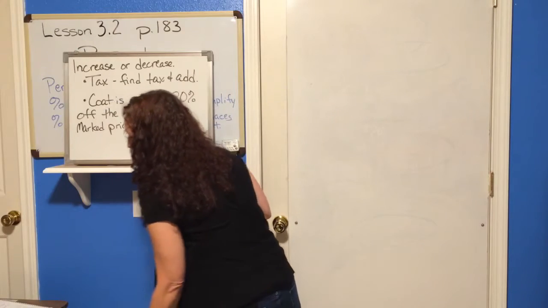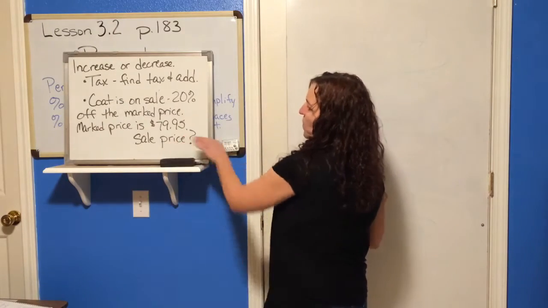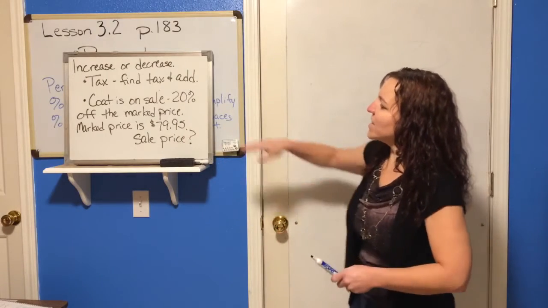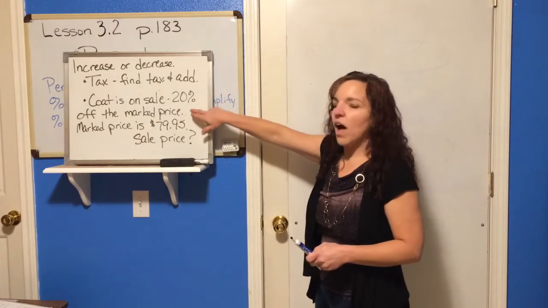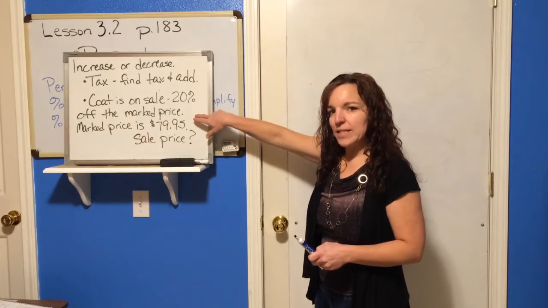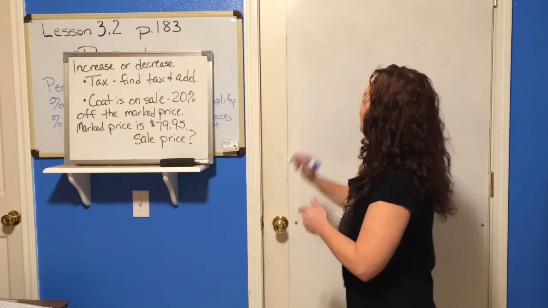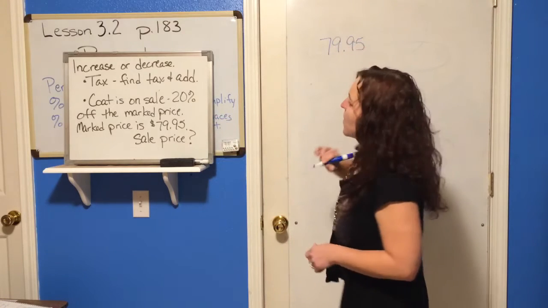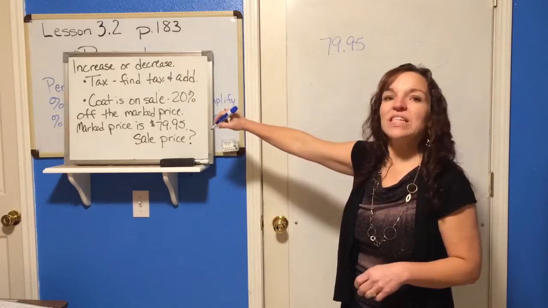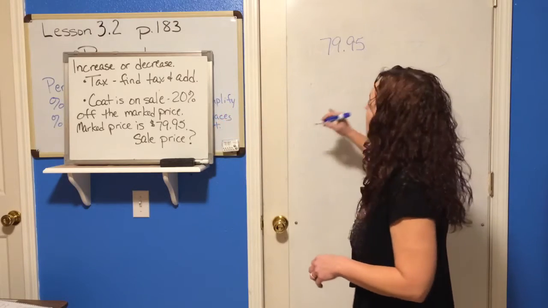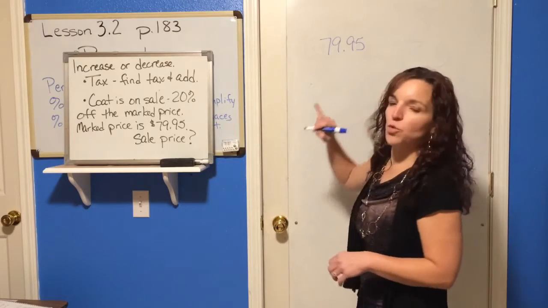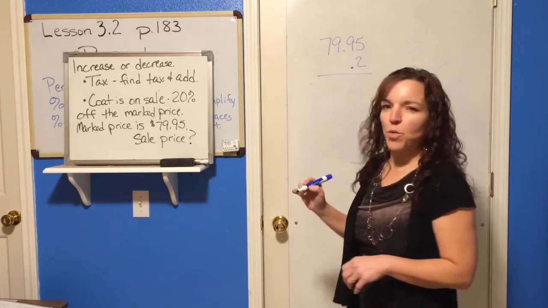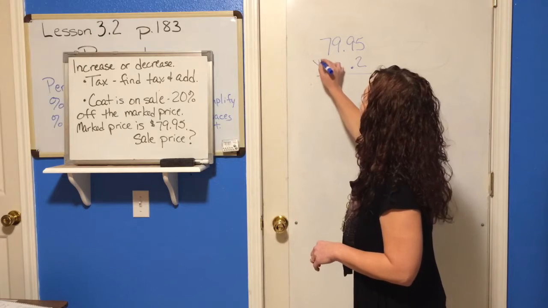I want to know, well, what's the sale price? All right, well, the trick here is the sale is 20% of the marked price, and of means times. So the marked price is $79.95, and 20% of that is my decrease. So of means times, so I'm going to change the 20% to a decimal and take 0.2, because 0.20 is the same as 0.2, and I'm going to multiply that.